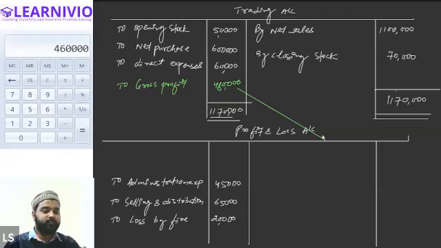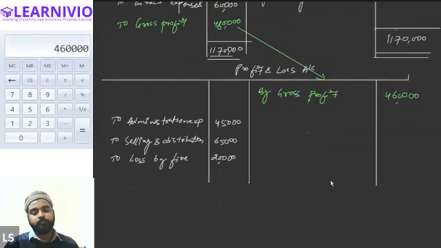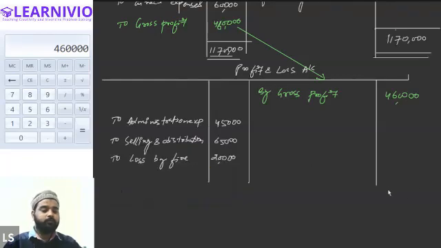Yes, sir. Now we will carry forward this because there is a profit, so we will carry it forward to the profit and loss account. On which side? On the credit side of the profit and loss account. So I will write it down here, by gross profit, 4,60,000.